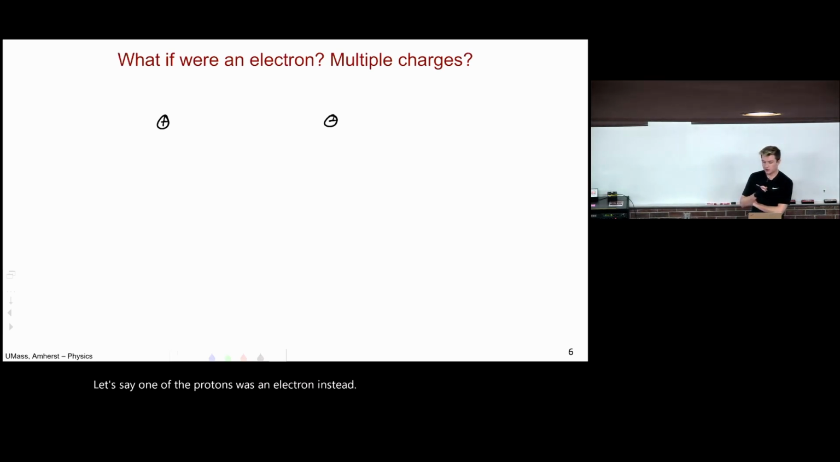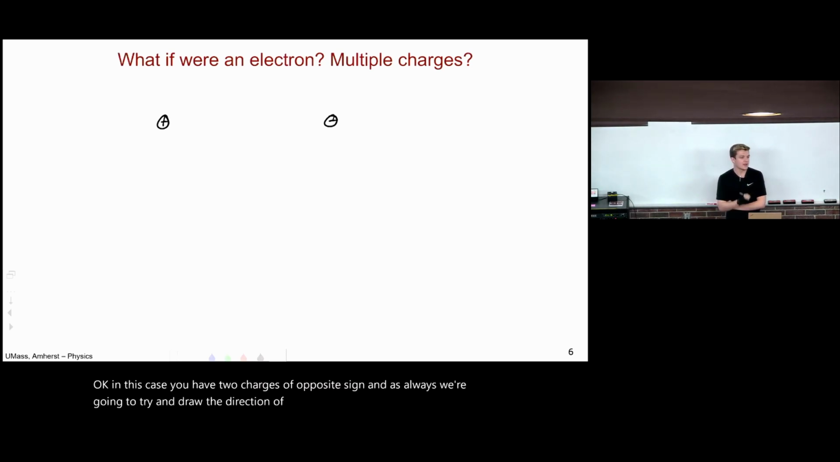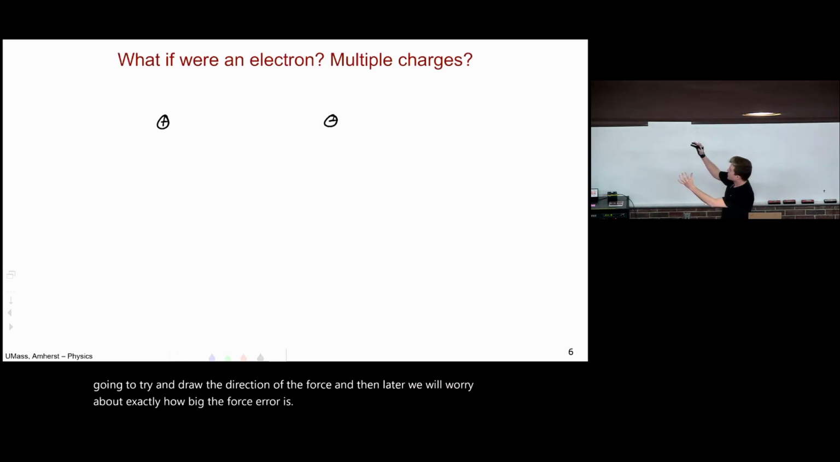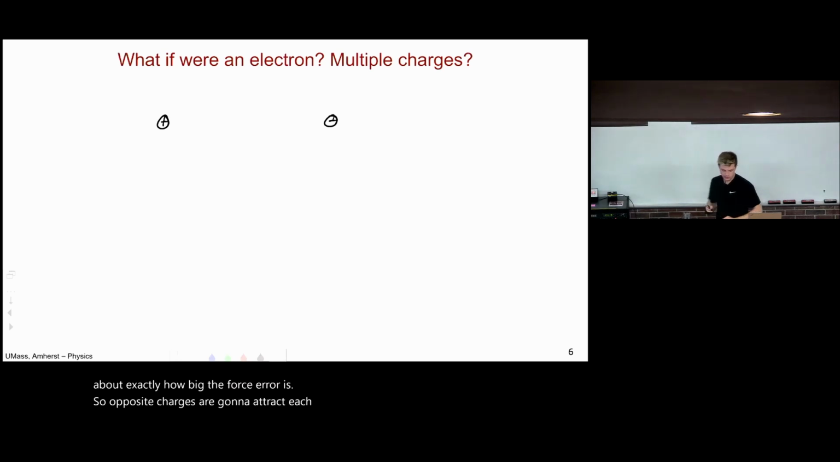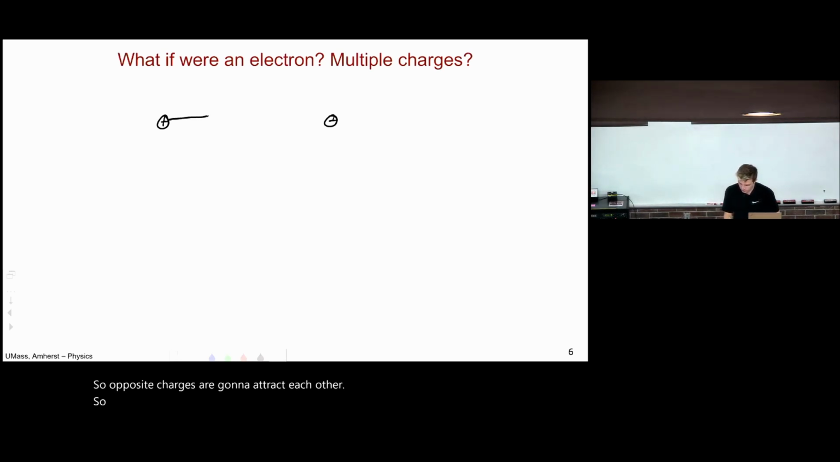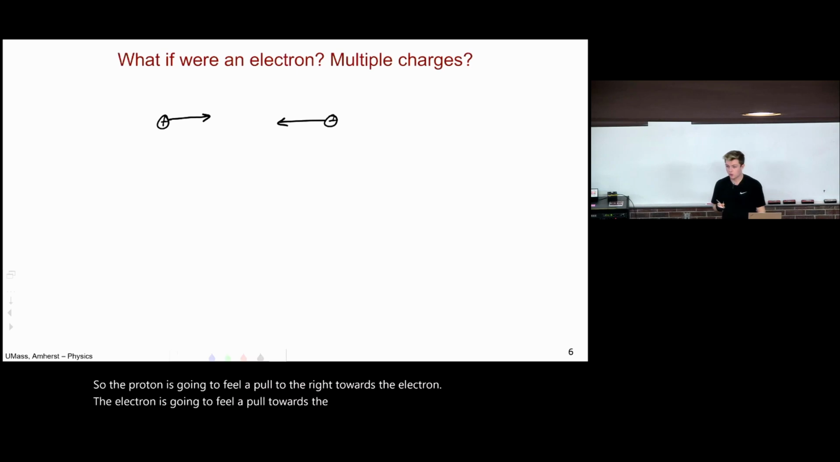Okay, in this case, you have two charges of opposite sign, and as always, we're going to try and draw the direction of the force, and then later we will worry about exactly how big the force arrow is. So opposite charges are going to attract each other. So the proton is going to feel a pull to the right towards the electron. The electron is going to feel a pull towards the left towards the proton. Okay, we've drawn the directions of the arrows. Now let's just write down how big those arrows are, and then the problem will be done.